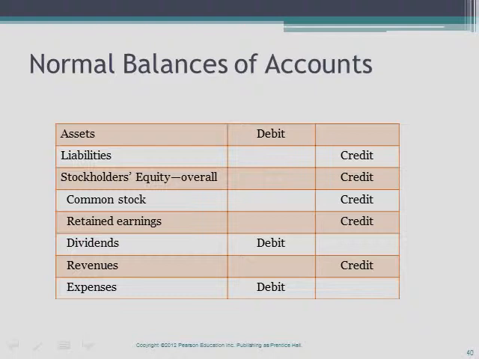So the normal balance of assets is on the debit side, so assets are debit balance accounts. Conversely, liabilities and stockholders' equity usually have a credit balance, so these are credit balance accounts. As explained earlier, stockholders' equity usually contains several accounts.